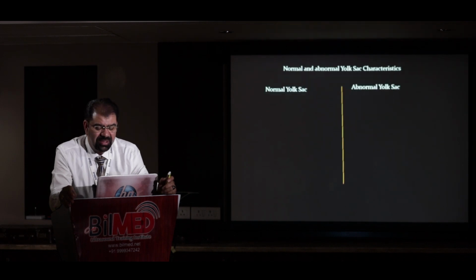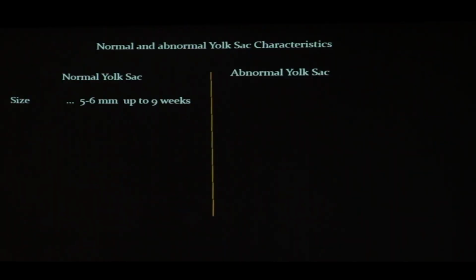Now putting in one slide, normal and the abnormal yolk sac. The size is 5 to 6 millimeters up to 9 weeks.